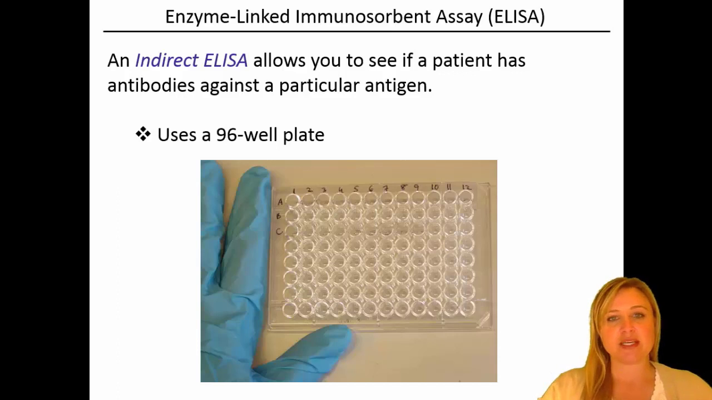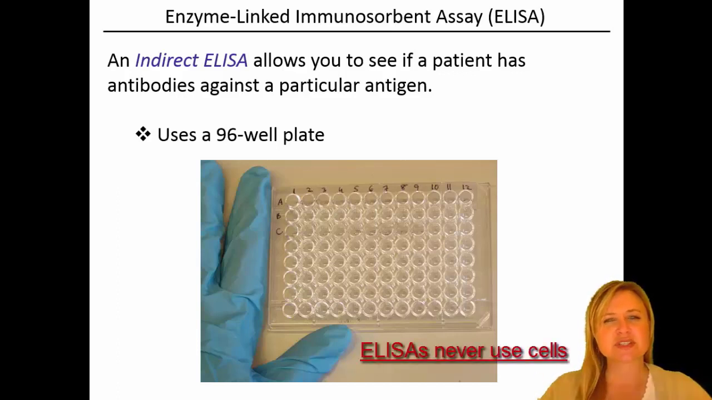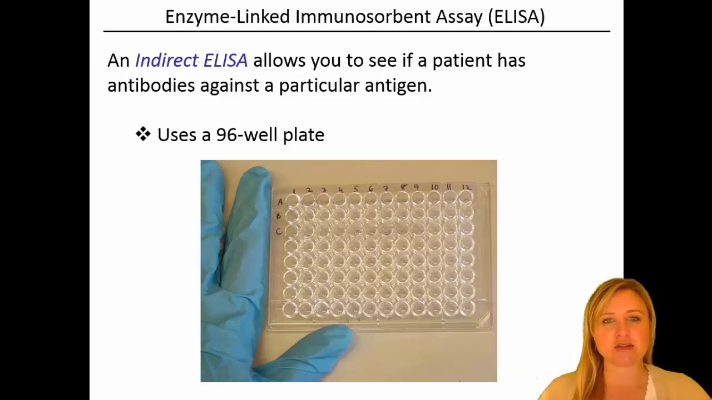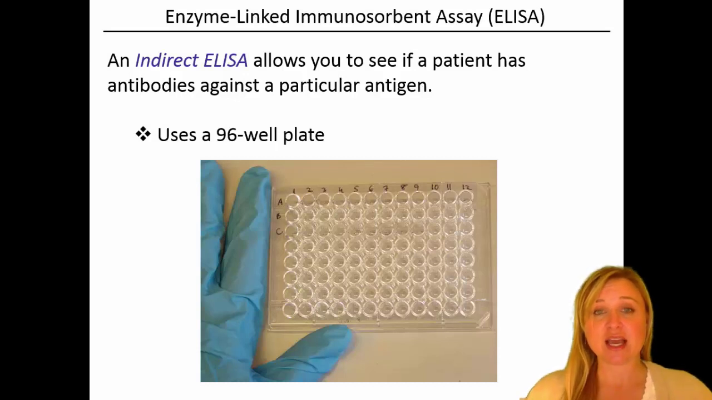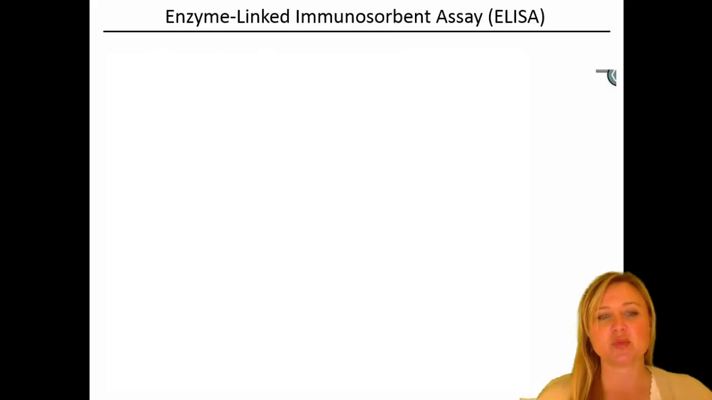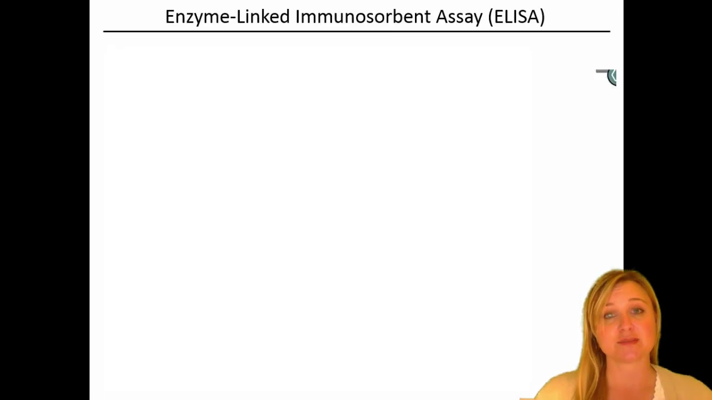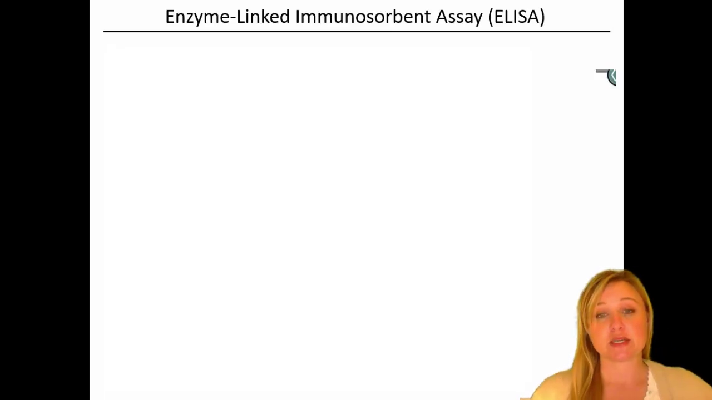It's a 96-well plate. And ELISAs never use cells, okay? So only supernatant, like the media around cells, or plasma, serum. It's only going to be liquid samples that are going to go into an ELISA plate. Now, I'm going to draw out the steps of doing an ELISA, and I think that it would be really helpful if you drew along with me so that together we can do an ELISA and you can see how the steps lead to the diagnosis of whether an individual has antibodies against a pathogen or not. So let's draw this out together.